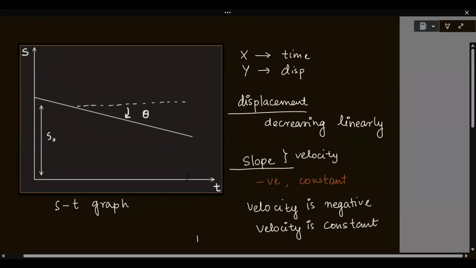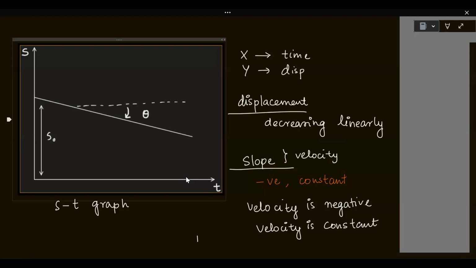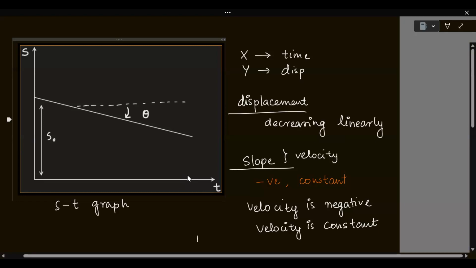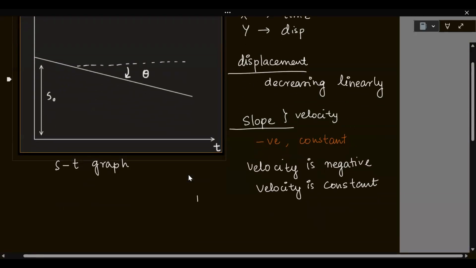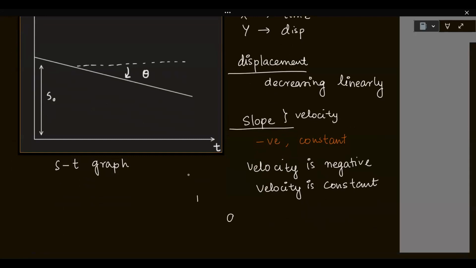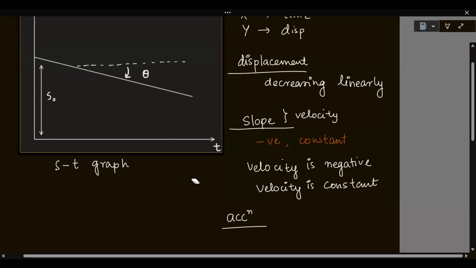I've already told you that the minus sign in vector quantities represents direction. It's not absolute. So when I say velocity is negative, I mean it is in the opposite direction to the chosen positive direction. Now, can I put any comments on the acceleration, guys? What can I say about acceleration? It's 0. Okay, so the analysis of this one is complete.